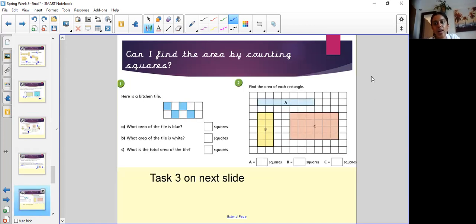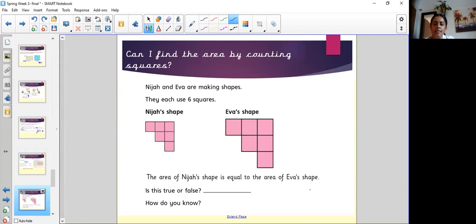Okay, here are your activities for today. You've got 3 tasks to do. Here are the first 2 tasks. So I will just leave it on the screen for a couple of seconds. You can pause it. And your second task is on here.